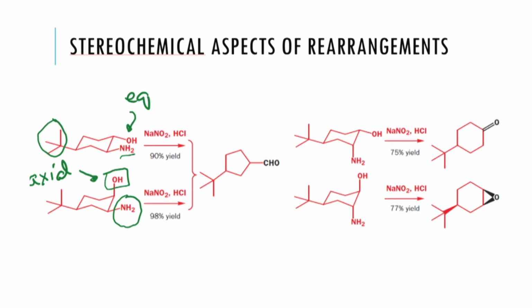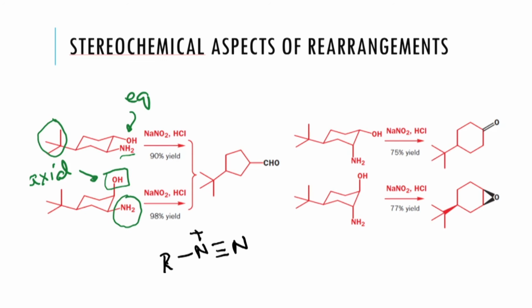When you expose them to sodium nitrite and HCl, and we've already looked at it, an amine under these conditions will form a diazonium ion. And a diazonium ion, as you know, is an excellent leaving group. Therefore, it's a useful way to eliminate an amine or convert an amine to something else. So when you add sodium nitrite and HCl, these two compounds on the left give you this 5-membered ring aldehyde, cyclopentane aldehyde, with a tertiary butyl group on it. They both give you the same compound, and the yields are excellent, 90% and 98%.